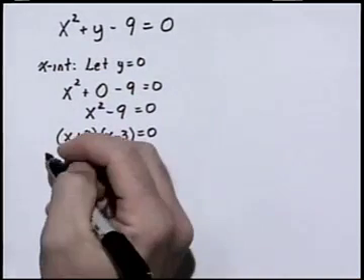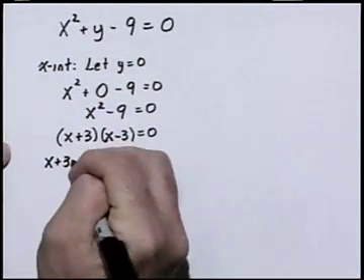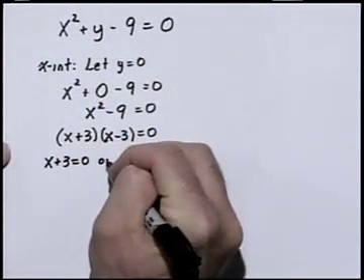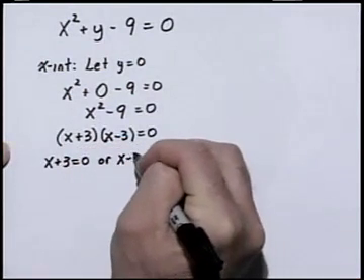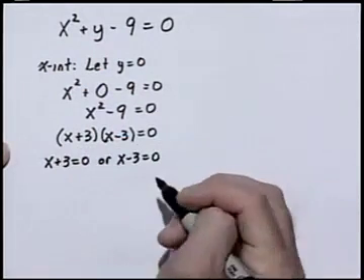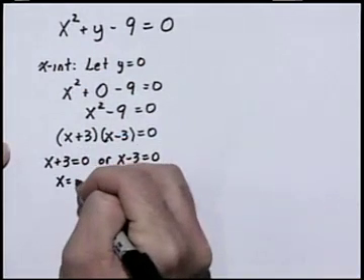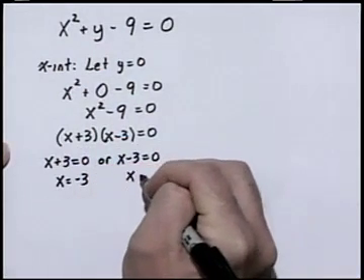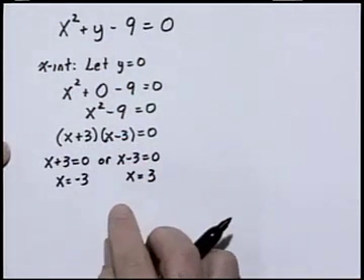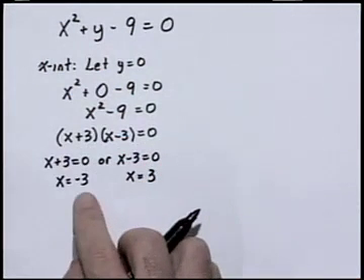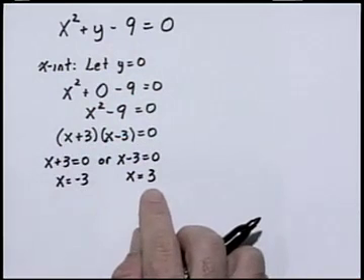Use the zero product property, set each factor equal to 0: x plus 3 equals 0, or x minus 3 equals 0. So x equals negative 3, or x equals 3. So your x-intercepts are negative 3 and 3.